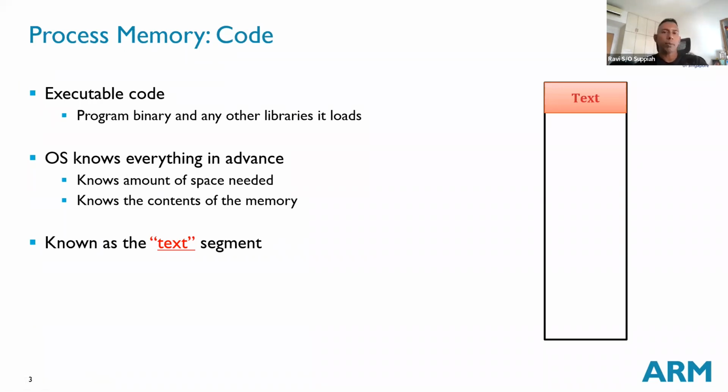In terms of memory, the thing that we are always more familiar with is the code that we write. When we open up our editor, we write our code, and eventually we compile it. That code that we write, where does it go? It goes into this part of the memory known as the text segment. This is known upfront. The OS knows in advance, because when you compile the code, it already tells you how much memory space it occupies.